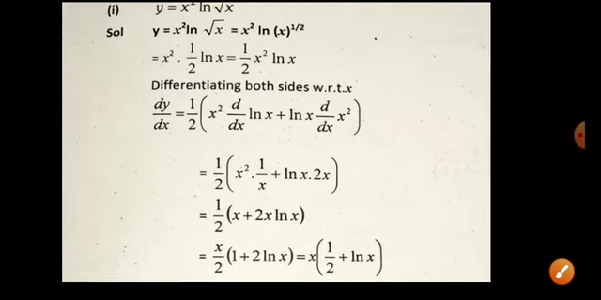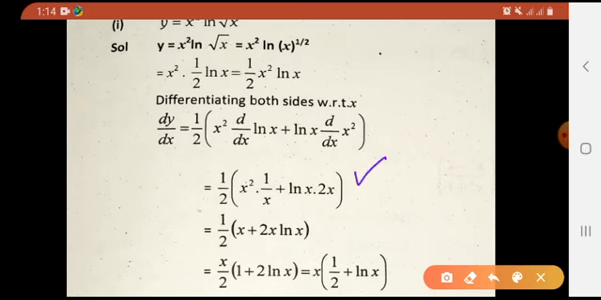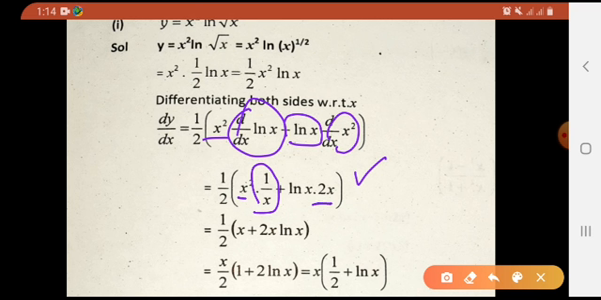Here are the answers. You can see this one. How? x square as it is, derivative of natural log of x is 1 over x, plus natural log of x as it is, derivative of x square is 2x. Now simplify it. यहाँ भी छोड़ सकते हैं और यहाँ पे भी.